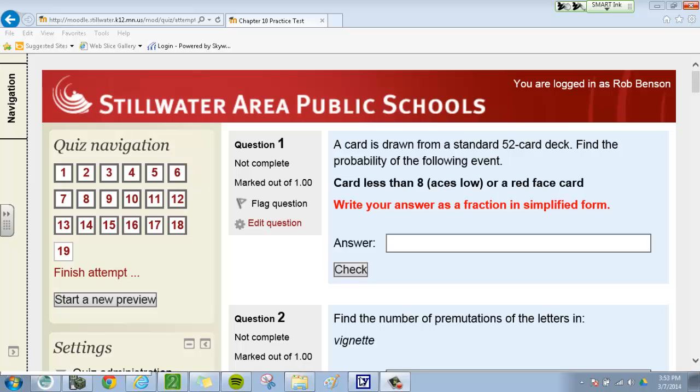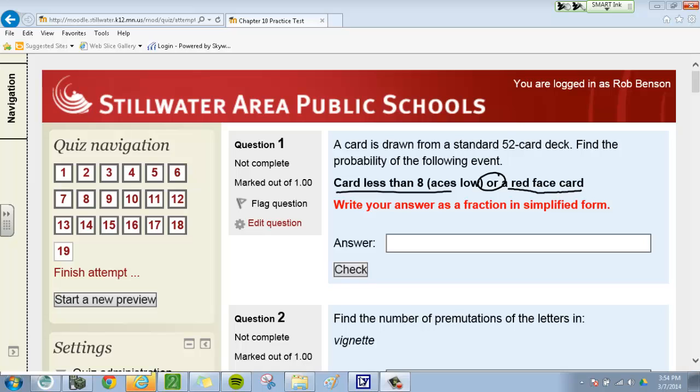Okay, so here we got our first number problem. I'm going to go through these. I'm going to probably make a lot of mistakes, but hopefully not. Let's see what happens here. A card is drawn from a standard deck of 52 cards. Find the probability of the following events. The card is less than 8 or a red face card.